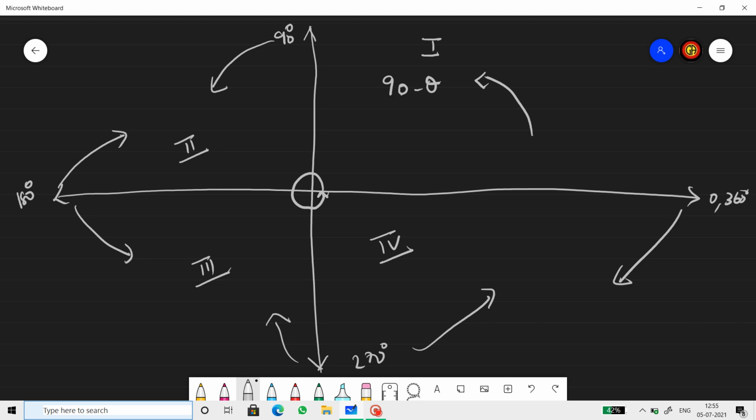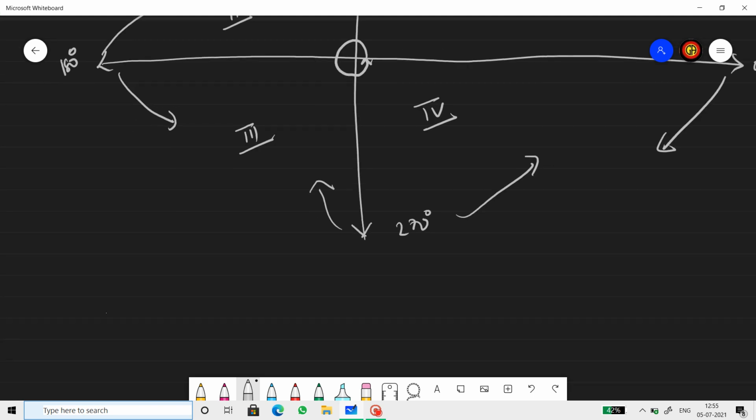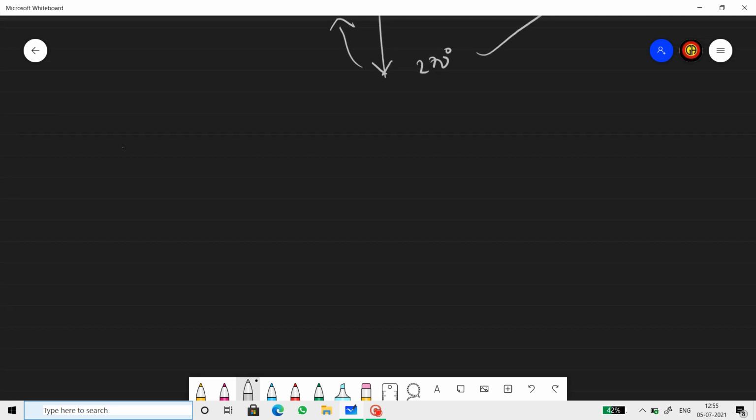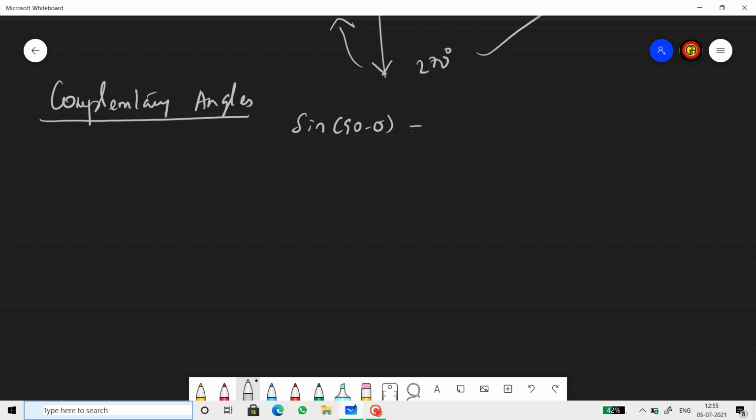Now the next thing that we need to be sure about is the conversion. Do you remember the complementary angles that you've learned in 10th grade? Sin 90 minus theta is cos theta. Cos 90 minus theta is sin theta, the complementary angle theory. Complementary angles: sin 90 minus theta is cos theta and vice versa.